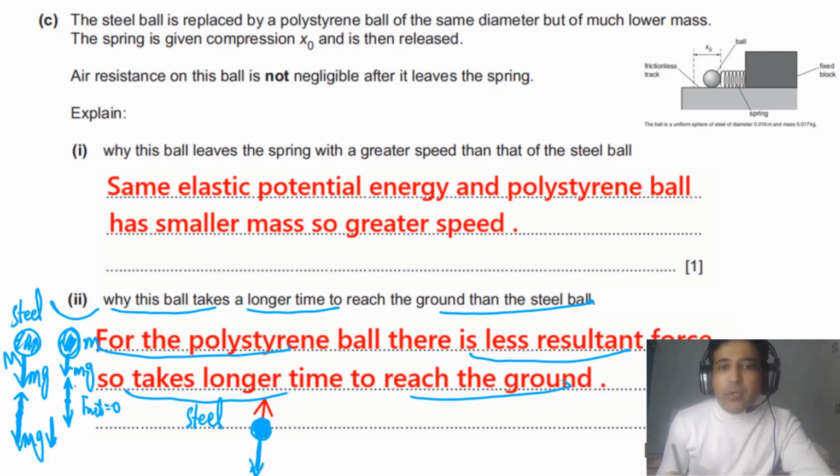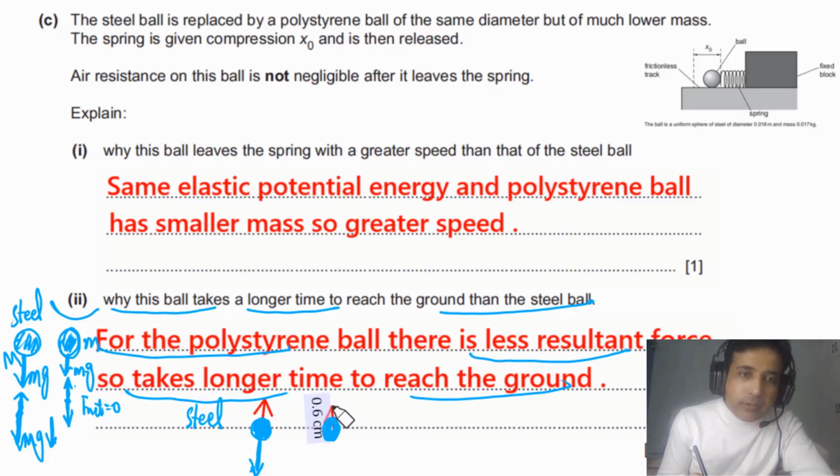And also we can draw the polystyrene ball here. So this is the polystyrene ball, and air resistance on this one is also the same. After a certain period of time, because they have the same size, the air resistance is the same. So we can draw a bit longer, 0.7 centimeters. Now, in this case, the weight of this one is lower than the weight of the steel ball.